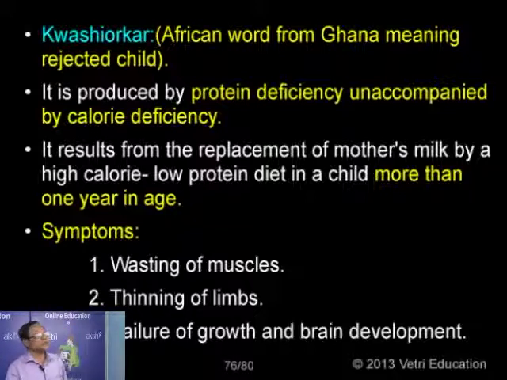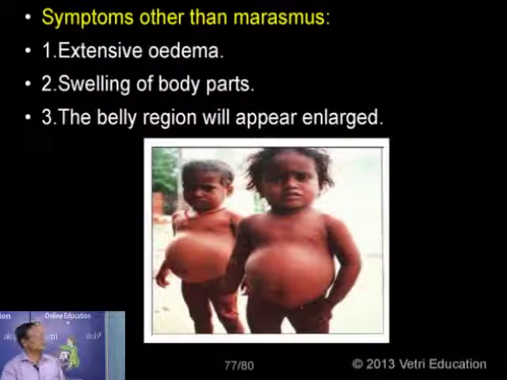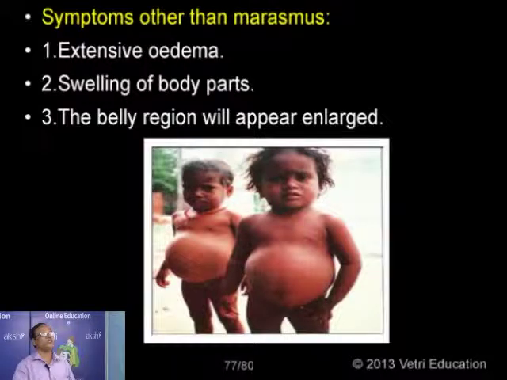Then what are the other symptoms other than marasmus? How can you differentiate this one? So the symptoms other than marasmus: extensive edema, accumulation of fluid, particularly in the facial region, in the hand and feet, an edematic condition. The word edema refers to accumulation of fluid, the interstitial fluid. So that is why the bulging or bloated part of the body. Particularly in the facial region, in the hand and feet, accumulation of fluid is called edema. That leads to the swelling of body parts. And you cannot see the swelling of body parts in the case of marasmus.